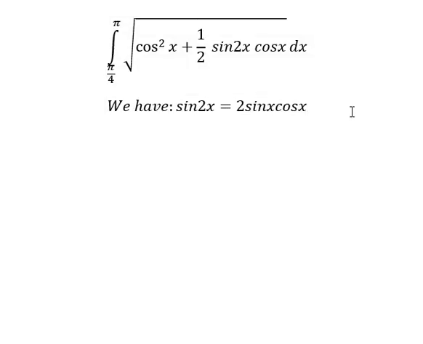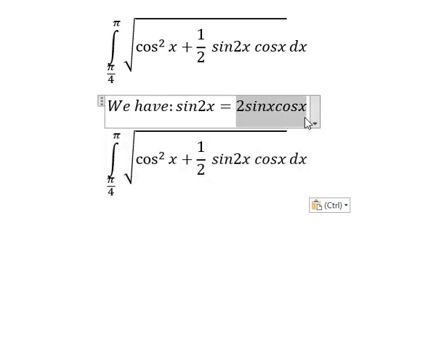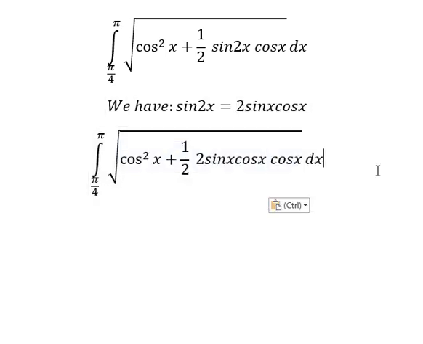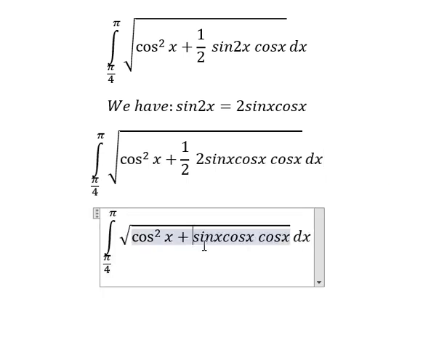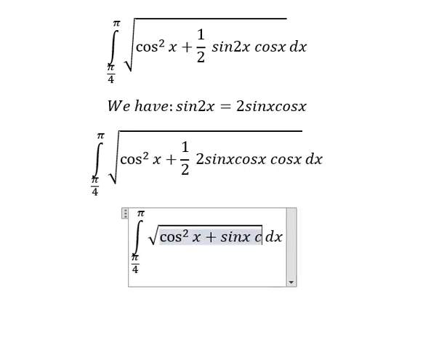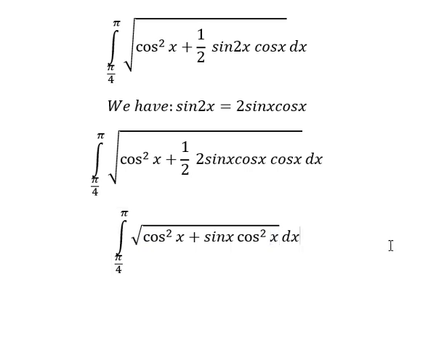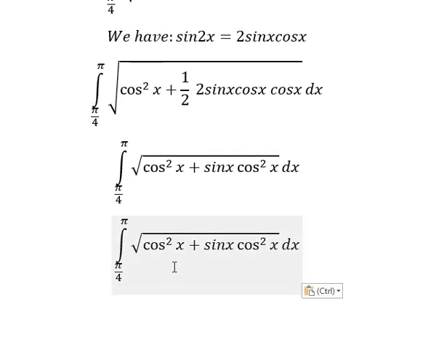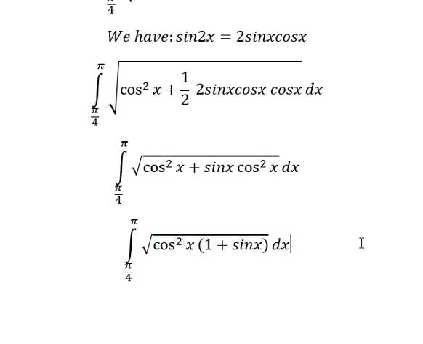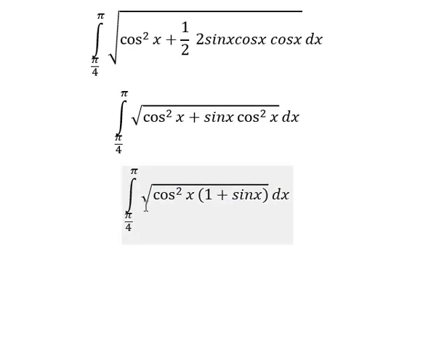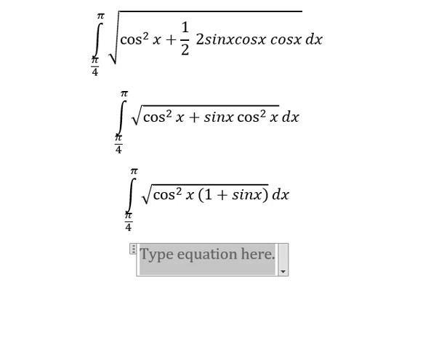So sin 2x, that is about 2 sin x cosine x. Next, number 2 divided by number 2. Cosine x, we have cosine x squared. Next, cosine x squared, we can do about factorization. Next, the cosine x squared under the square root, we have the formula in here.